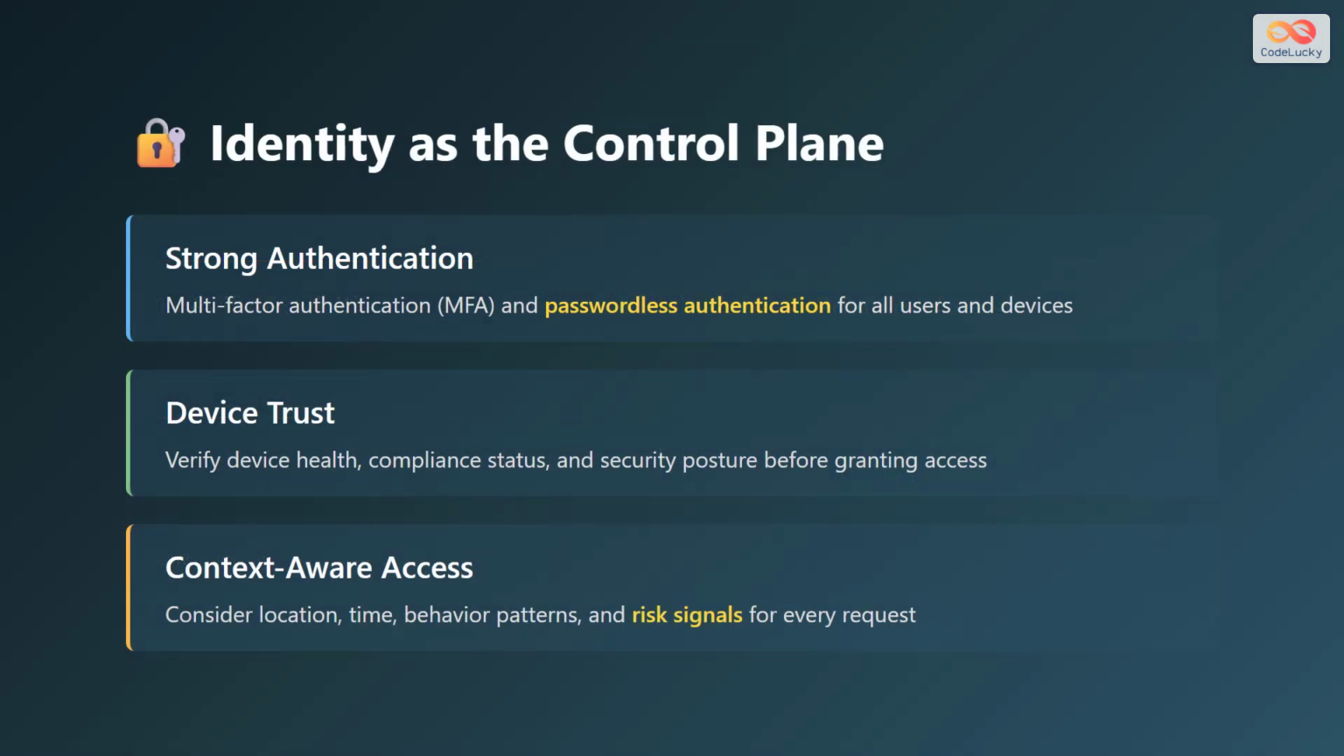In Zero Trust, identity becomes the primary control plane for security decisions. This starts with strong authentication using multi-factor authentication and passwordless methods for all users and devices. We also verify device trust by checking device health, compliance status, and security posture before granting access. Finally, context-aware access considers factors like location, time, behavior patterns, and risk signals for every single request, ensuring that access decisions are made based on comprehensive information.